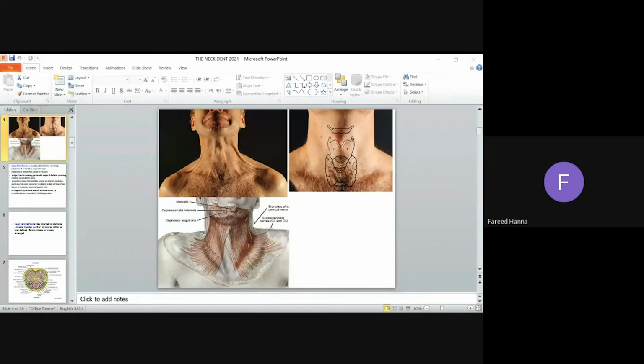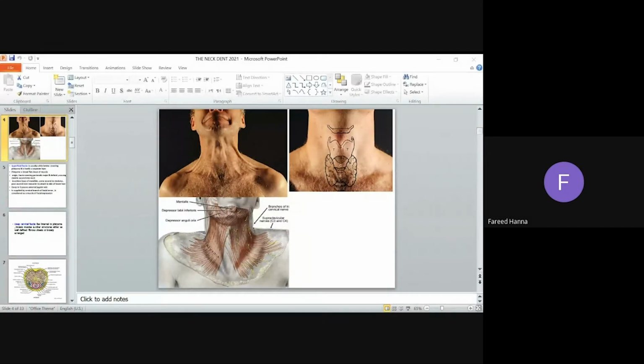Now these strap muscles, the infrahyoid muscles, the omohyoid, the sternohyoid, the sternothyroid and the thyrohyoid, all these are supplied by branches from the cervical plexus, from C1, C2, C3, through the ansa cervicalis. They form the contents of the muscular triangle of the anterior triangle of the neck. So we have muscles in the anterior triangle.